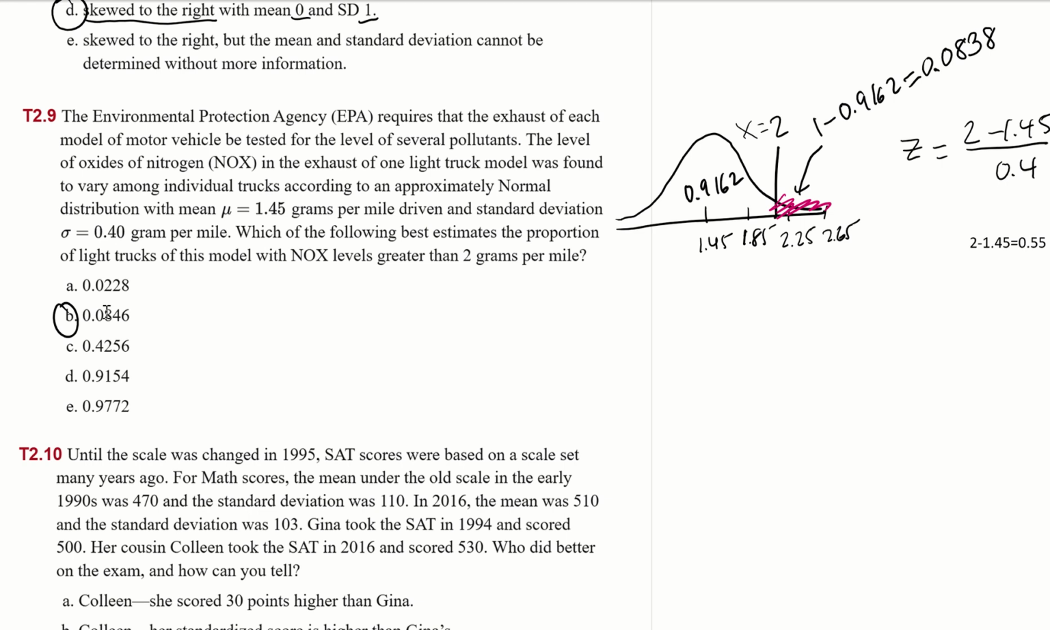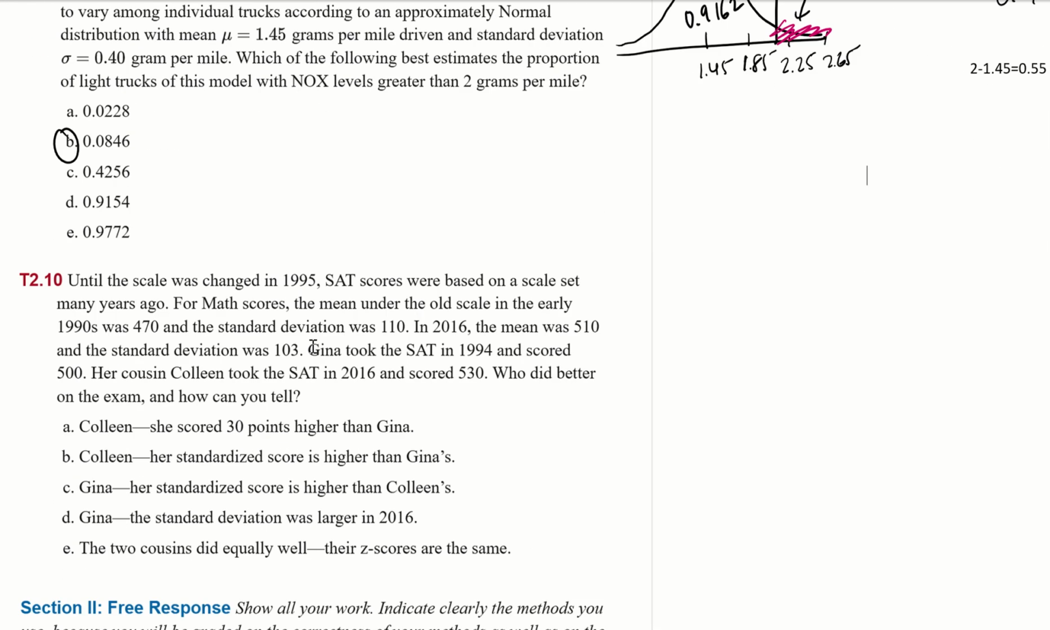So using the calculator is way faster than doing this by hand. Doing it by hand would be good if you had a free response. If you're just doing this on the AP exam and they ask you this type of question, definitely use the calculator. It's going to save you a whole bunch of time.